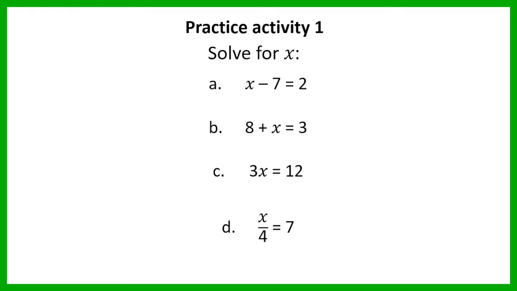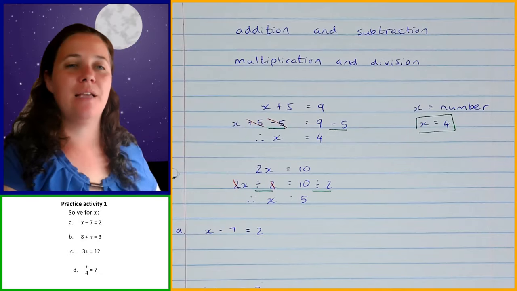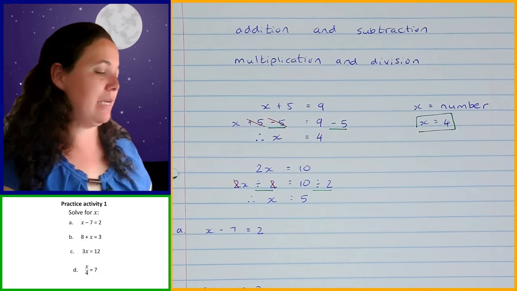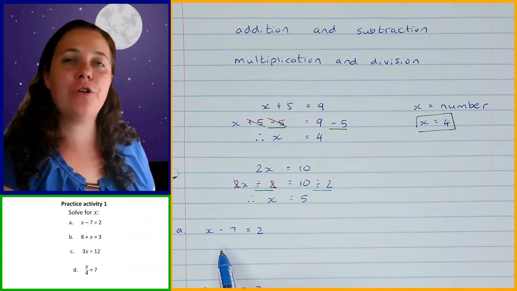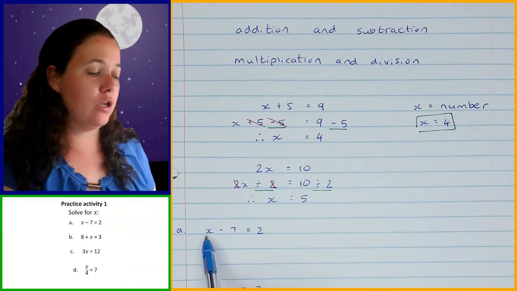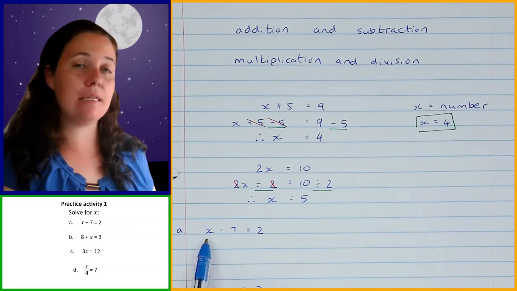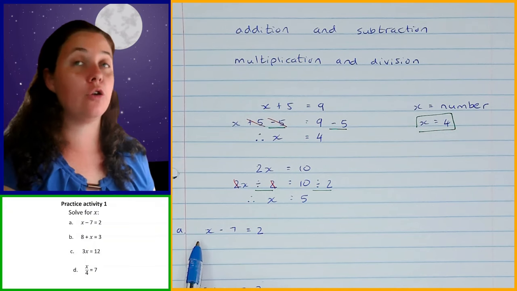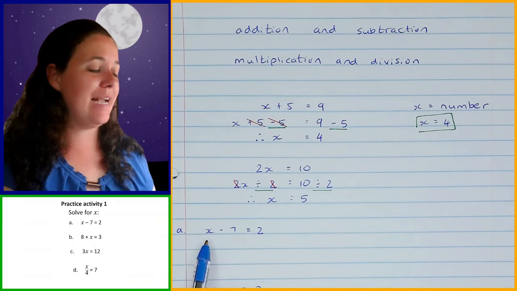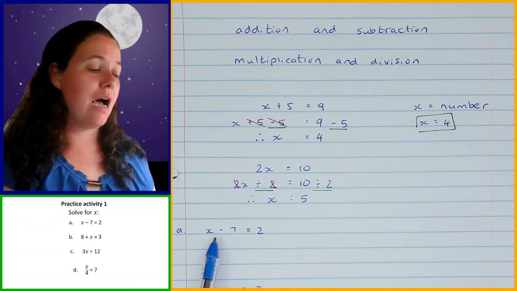Okay, so let's take a look at those examples and see how you did. The first example, we had x minus 7 equals 2. So the first thing I need to do is look and see where x is. X is not on its own. We need to get it on its own. X is on the left-hand side of the equation. I've got x minus 7, so I need to get the x on its own.